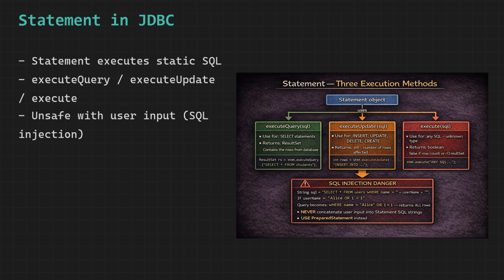executeQuery is for select statements. It returns a result set containing the rows the database found. executeUpdate is for insert, update, delete, and DDL statements like create table. It returns an integer telling you how many rows were affected. execute is the general-purpose method that works for anything and returns a boolean. Use it when you do not know at compile time what type of SQL you will be running.